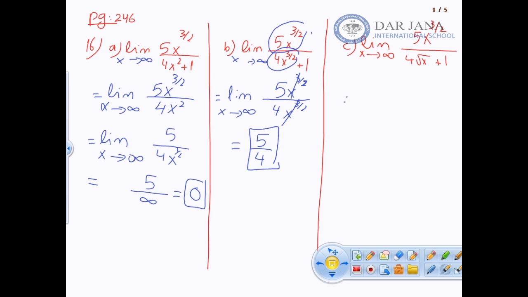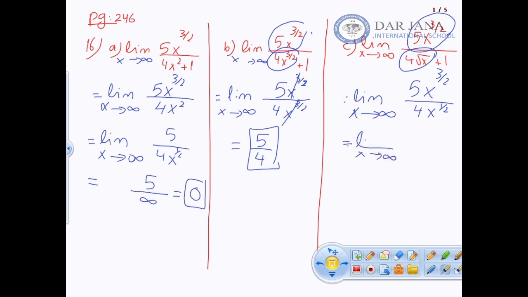Now let's go to the third example, part C, limit as x approaches infinity. Also we are going to take the highest degree term, and here up it's 5x power 3 over 2, and down 4 radical x. Radical x is x power half, as you know. Now as we did in the first one, we have to subtract the exponents. 3 over 2 minus half is going to be power 1. So 5 over 4 x power 1, which is, according to this infinity, 5 over 4 times infinity, which is infinity. Any number k times infinity is going to be infinity.